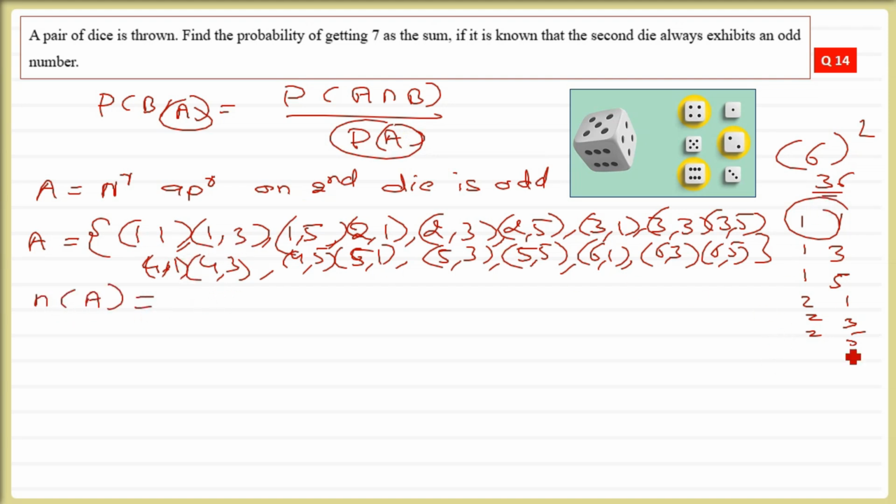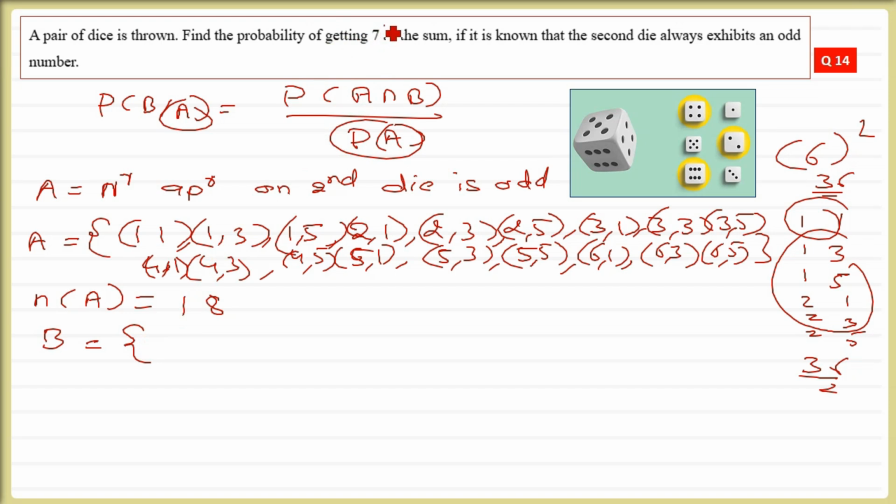So there will be half even, half odd. 36 are there. Just halve it, 18 will come. The number of elements in A, if you count it also, it will come as 18. Now you don't need to find out n(B), but this set B needs to be found out because we need A intersection B, the elements which are common in A and B.